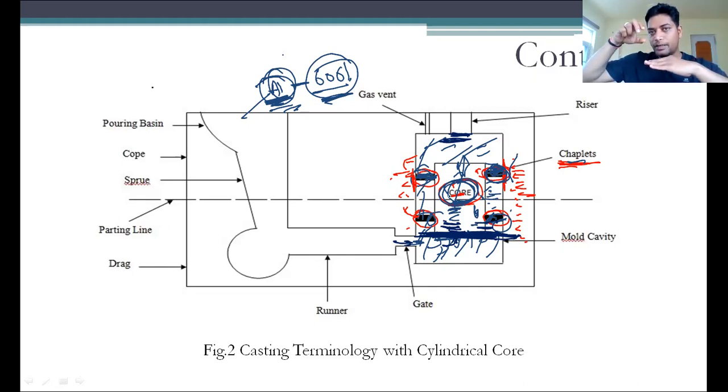And the material which is coming out from the riser, if it becomes completely solid, guys, then this complete mold cavity will be filled. And the material which we are pouring from the pouring basin, this liquid material will try to come back from this side only, but we do not want that, okay.